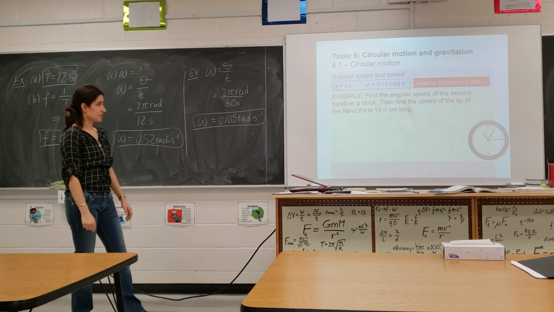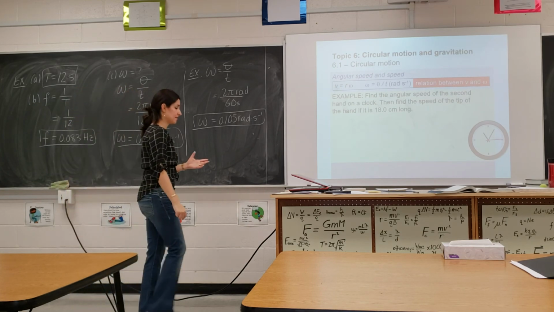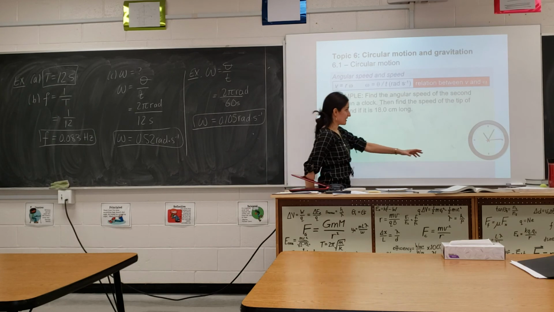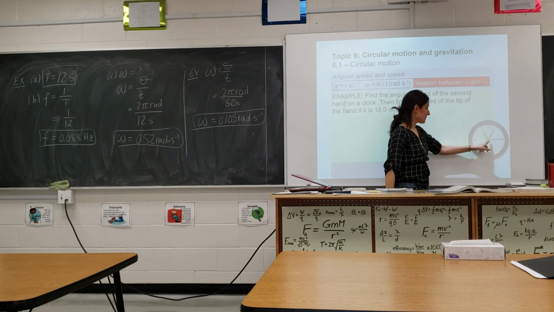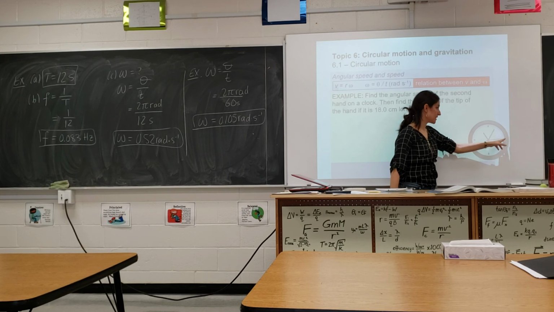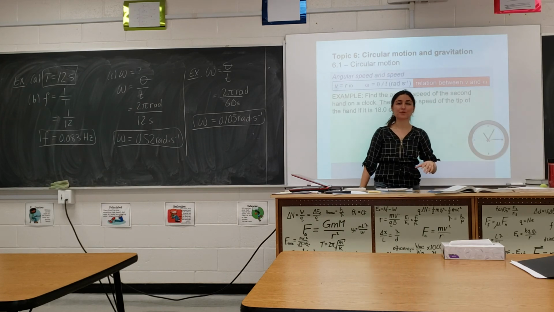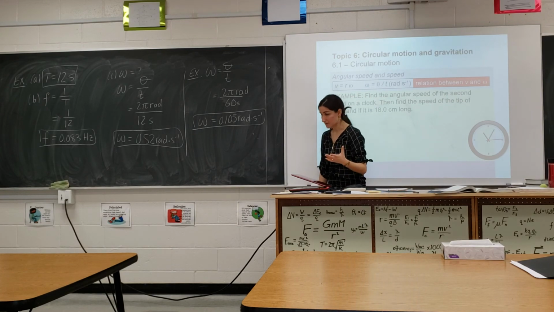Then, find the speed of the tip of the hand if it is 18 centimeters long. Notice in the question it says the tip of the hand. Okay, so we're dealing with the second hand here. You have the hour, the minute, the second, the tip. The tip's important because even though the tip and a point not too far from the axis of rotation are passing through the same angle in the same time, a point on the tip will move through a much bigger distance in the same time. So it has to have a much bigger speed. Okay?